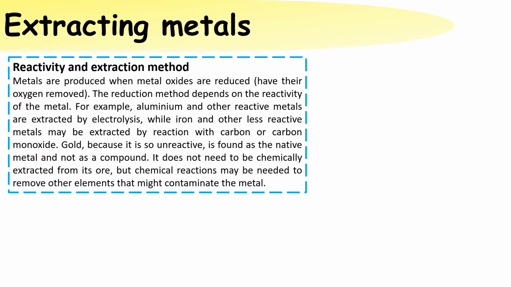For example, aluminium and other reactive metals are extracted by electrolysis, while iron and other less reactive metals may be extracted by the reaction with carbon or carbon monoxide. This is because they are less reactive than carbon.